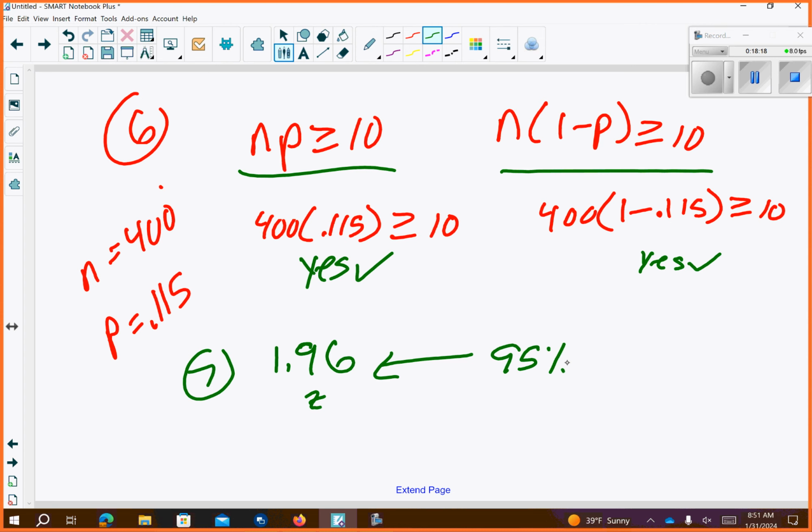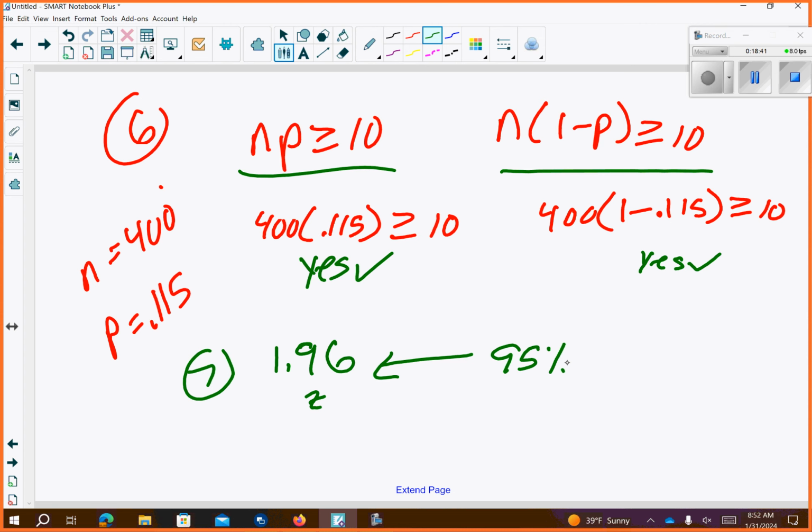Now, you remember when we first started the normal curve, we said 68, 95, 99.7? That's where that 95 came from. 1.96 rounds to 2. 95% is roughly 2 standard deviations above and below the mean. But this is a more accurate picture of it because now we are learning more.